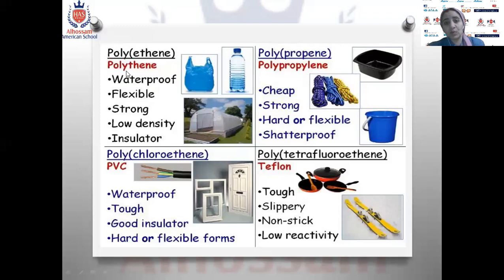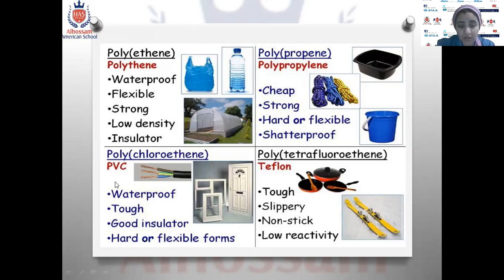Okay, polypropene. Another kind of alkene also, but with 3 carbon atoms, propene. It is cheap, strong, hard and flexible, shatterproof. Okay, this is polypropene. Polyethylene has 2 carbon atoms, polypropene 3 carbon atoms. Okay, next, polychloroethylene.